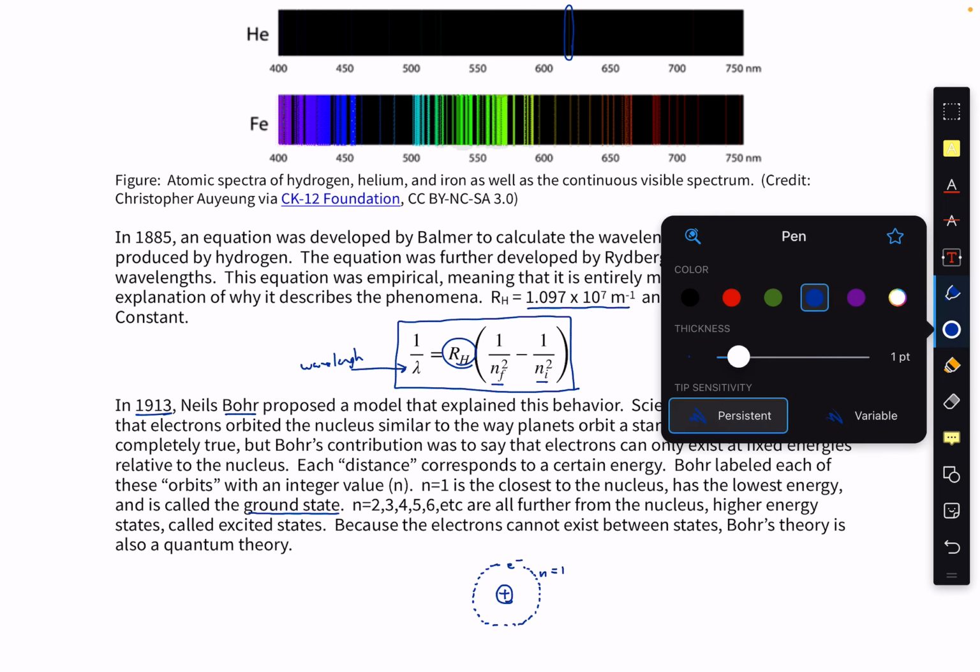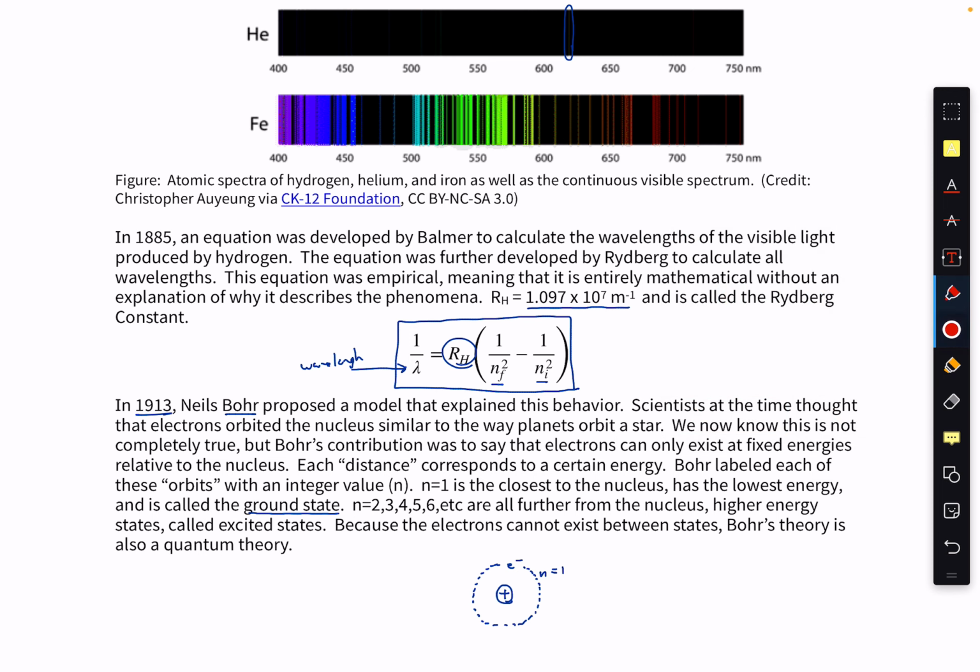Bohr then went on to say that if we bump the electron out further from the nucleus, each successive distance further out is going to give a new n value. So this is n equals 2. And then these distances start getting closer and closer together. So there's 3, there's 4, there's 5, etc., and we can keep working our way out.